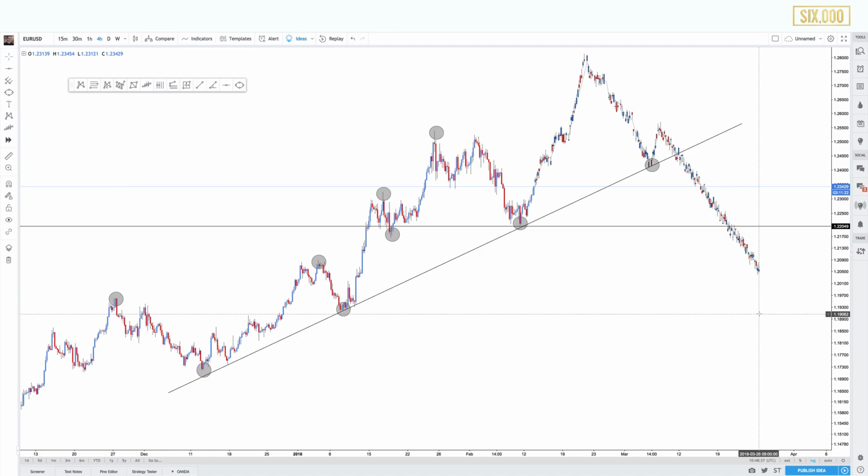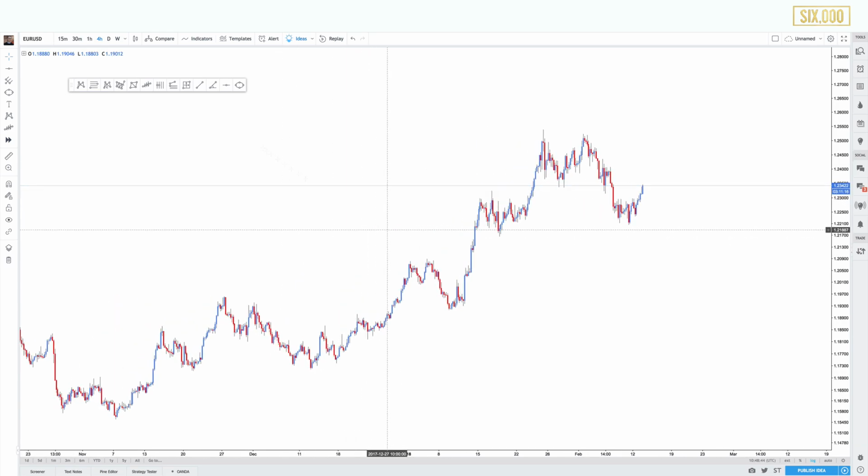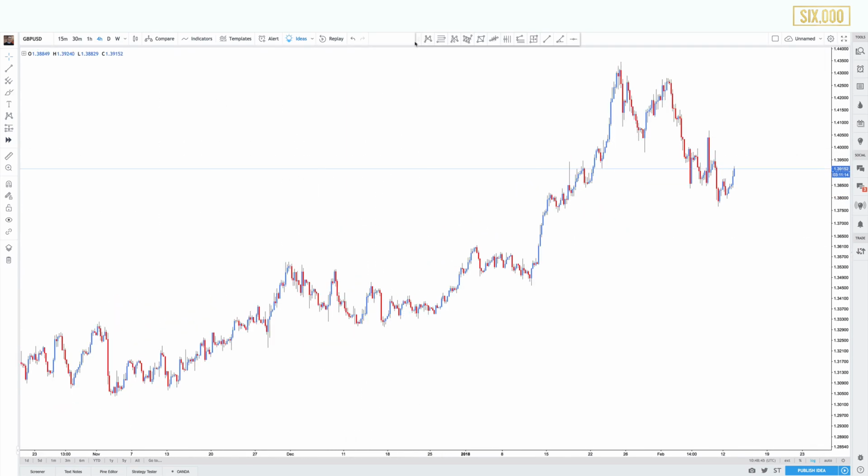And again, trend lines can be used in a variety of situations. What I'm going to do is give you another example. So if I just clear this chart, and we'll go on to Great Britain Pound US Dollar. So again, grabbing my toolbar here, and it seems the ellipse tool has disappeared. So we'll add that back on.